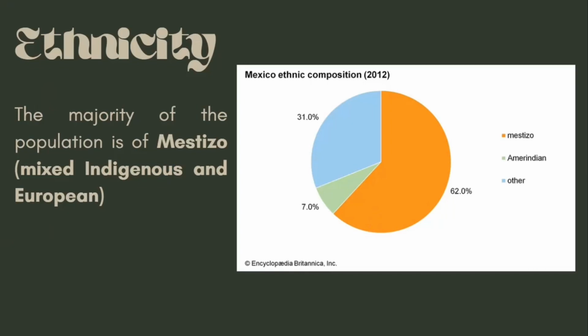Now, the Afro-Mexican population in Mexico is descended from Africans who were brought to Mexico as slaves during the colonial period. Beginning in the 16th century, the Spanish brought enslaved Africans to Mexico to work in mines, sugar plantations, and other industries. So now let's move on to its language.